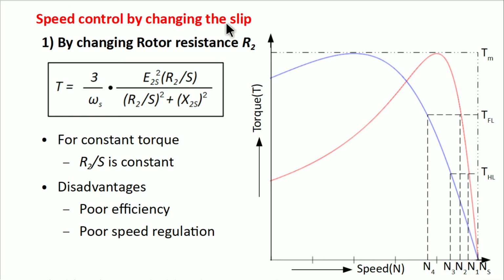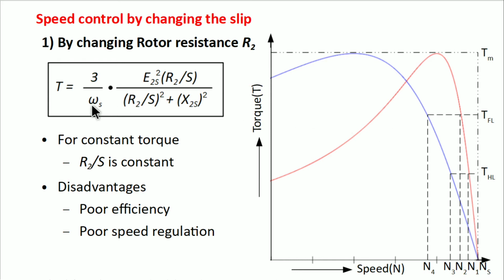Very small change in speed at full load. But if we increase the resistance of the rotor and the motor is following this curve, the speed changes from N4 to N3 if we reduce the load to half. So this change, N3 minus N4, is more than N1 minus N2. Therefore the speed regulation becomes poor. So this is the disadvantage of using this method as speed control.